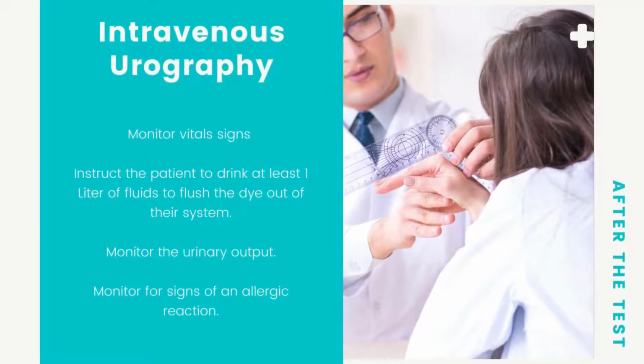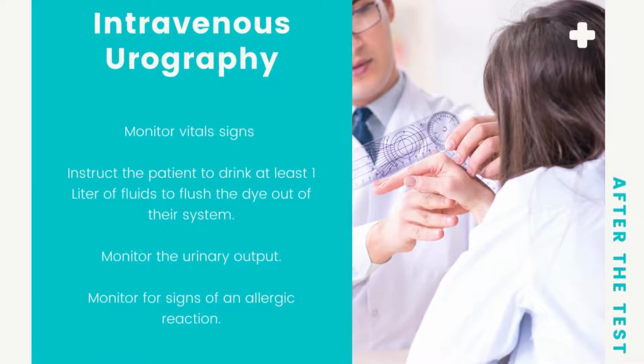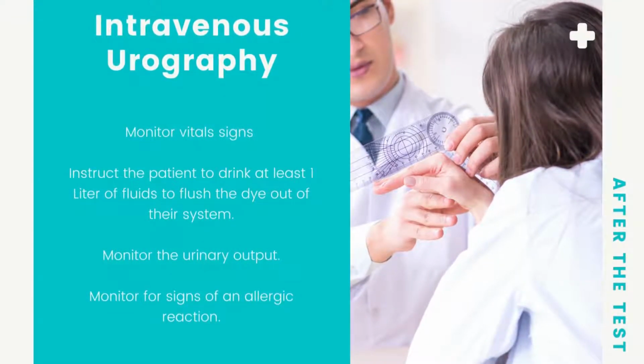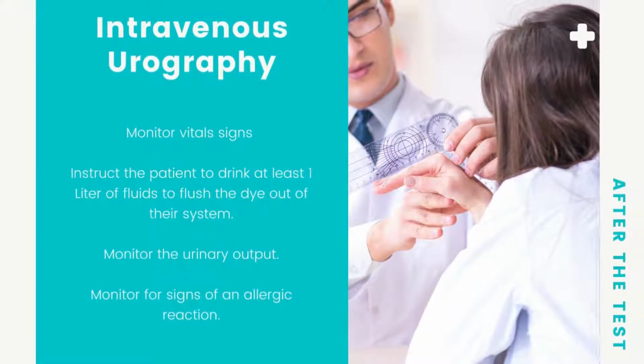Intravenous urography after the test. After the test, there are important assessments that must be done. 1. Monitor vital signs, making sure they are within the normal range. Otherwise, interventions must be made. 2. Instruct the patient to drink at least 1 liter of fluids to flush the dye out of their system. Fluids will also make the dye dilute and easier on the kidneys. This is vital to know.